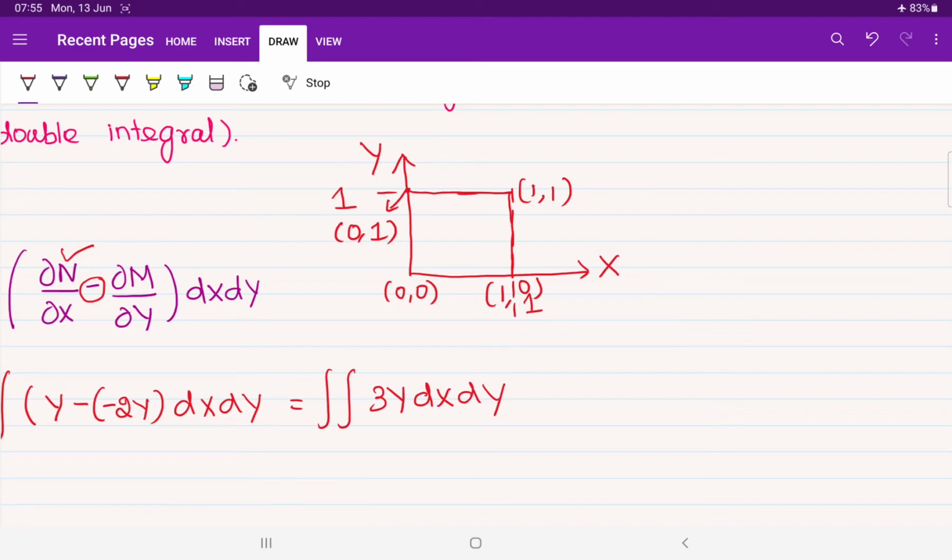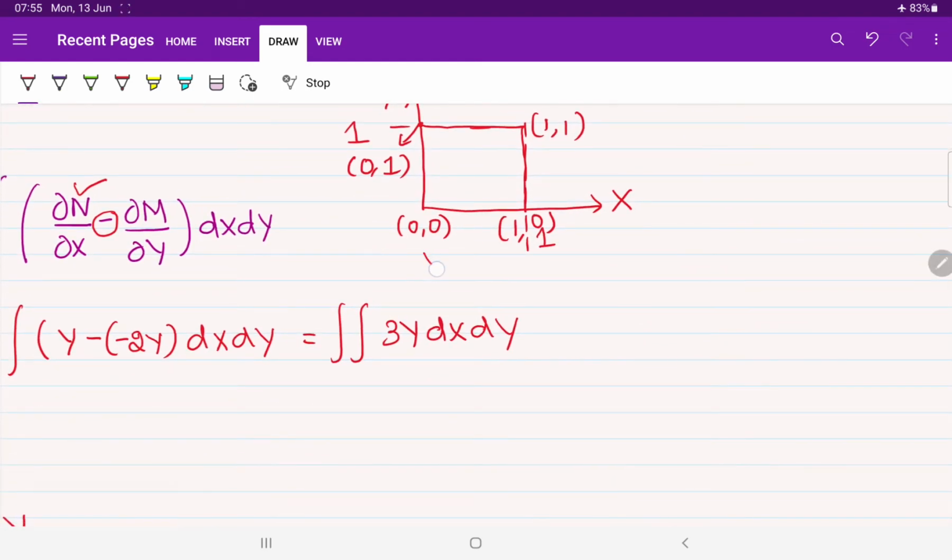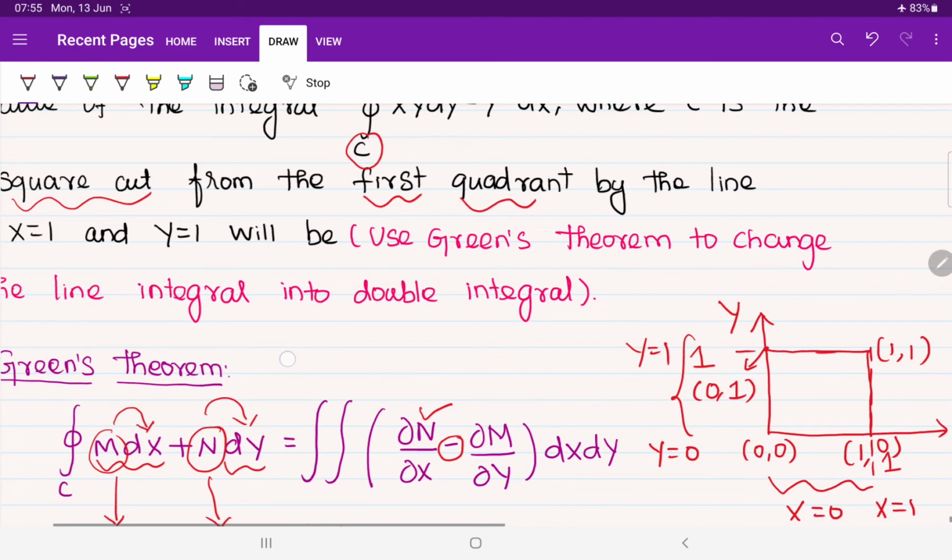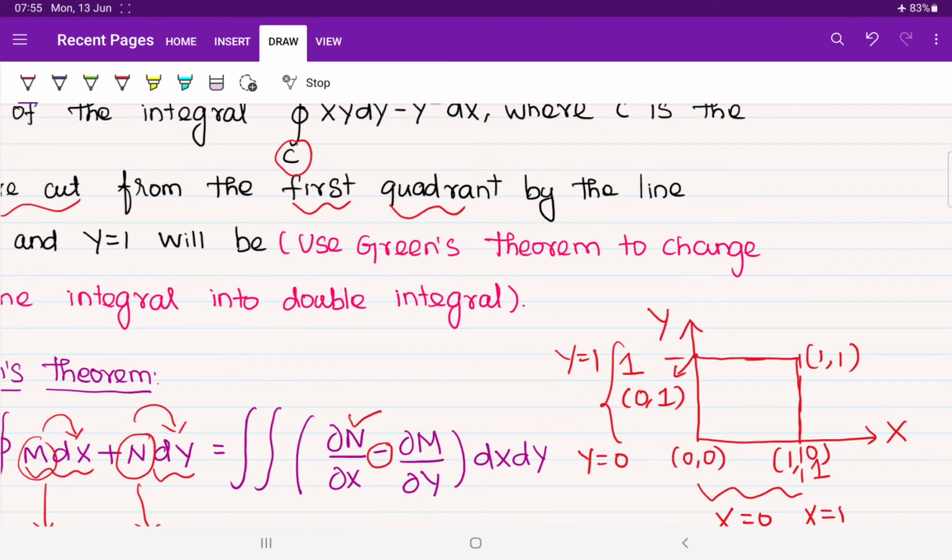Now from this square cut we are going to directly take the integration limits. If you observe, x is traveling from 0 to 1, the maximum value of x. Similarly, y also starts from 0 and ends at y equal to 1.